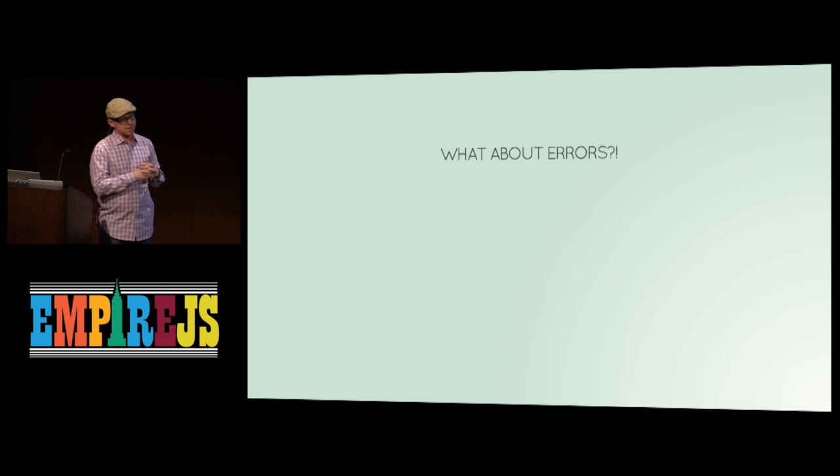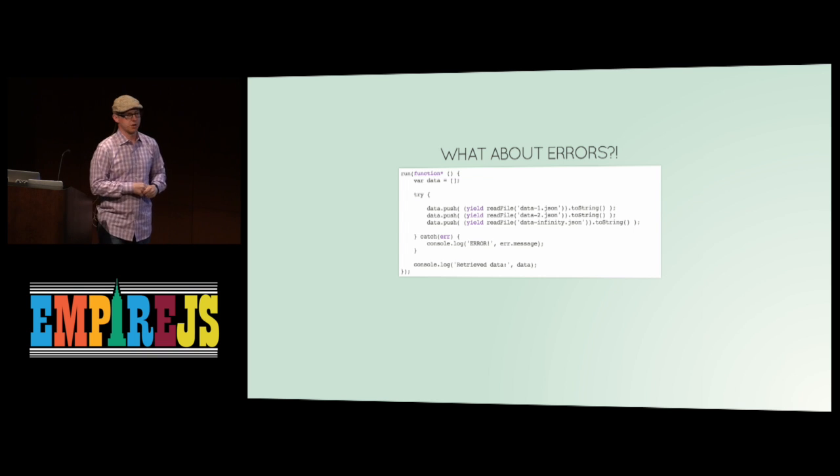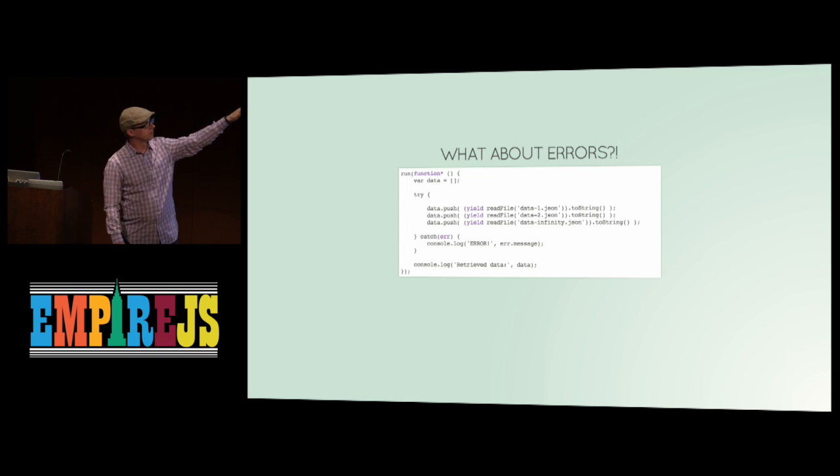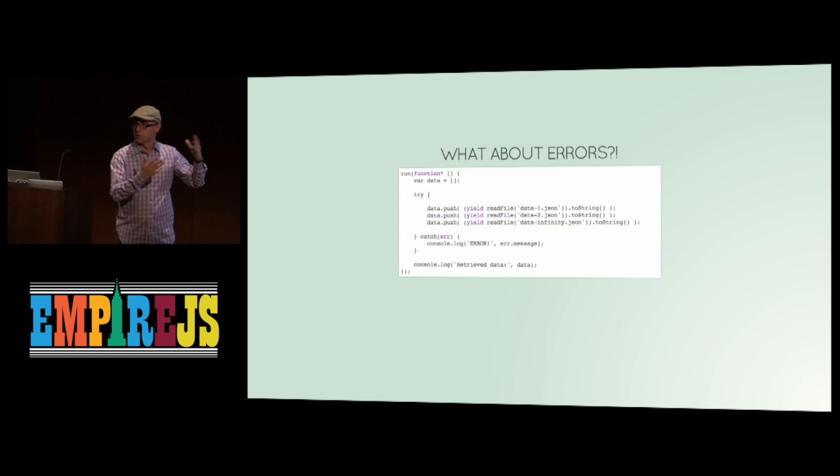So you might be saying, well, what about errors in all this process? How do I handle errors? Again, we're just throwing and catching errors. So if we're doing those 3 file reads in a row like that, we can just wrap that in a try-catch block. You can see that in this case, I'm actually pushing that returned file data onto an array.